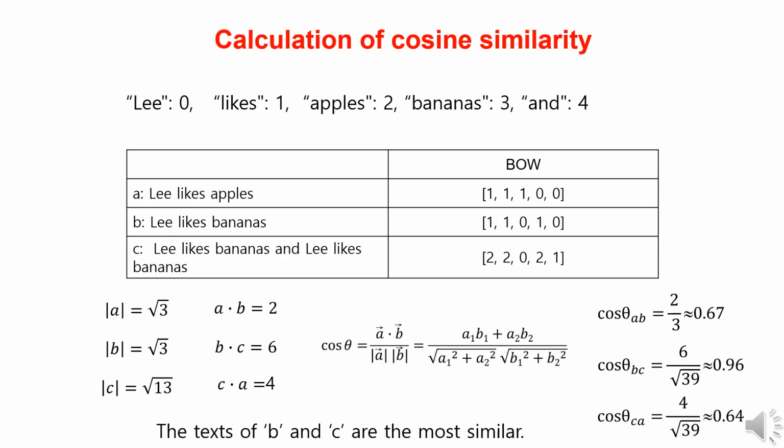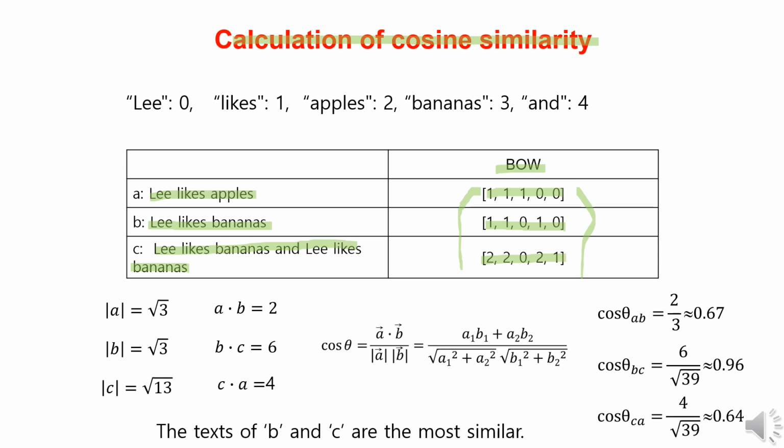Now let's calculate cosine similarity using English sentences. We have three sentences: Lee likes apples, Lee likes bananas, and Lee likes bananas and Lee likes bananas. We represent them as vectors using the bag of words method. For Lee likes apples, the vector is 1, 1, 1, 0, 0. For Lee likes bananas, it's 1, 1, 0, 1, 0, and for Lee likes bananas and Lee likes bananas, it's 2, 2, 0, 2, 1.